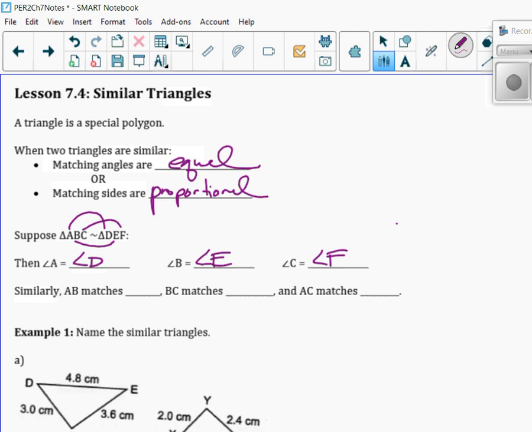Similarly, if I read this, I'm going to use a different color pen here. AB, do you see AB is the first two? They would match with DE. And BC matches with EF. Similarly, AC, which is the first and the last, would correspond with DF.